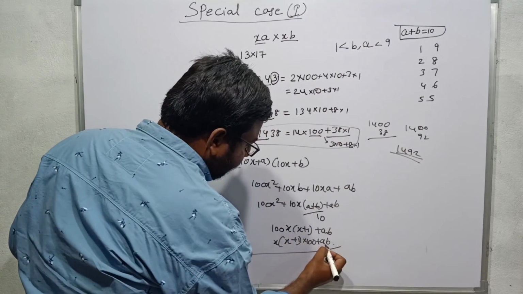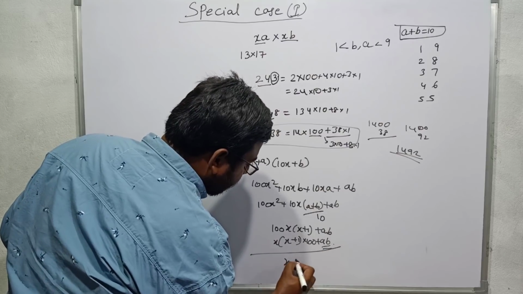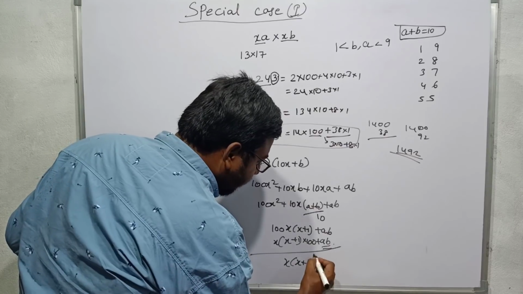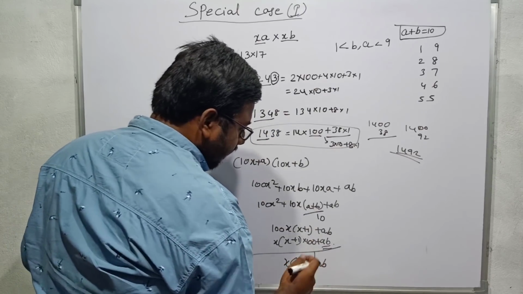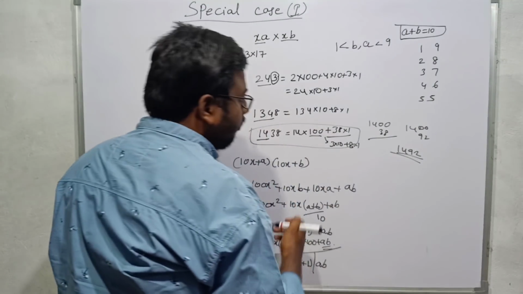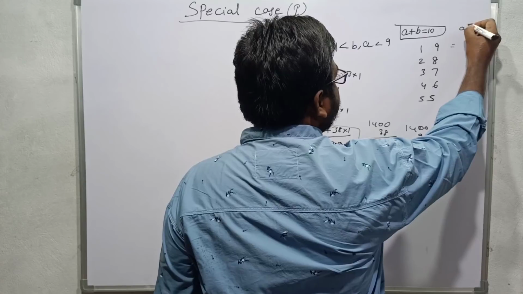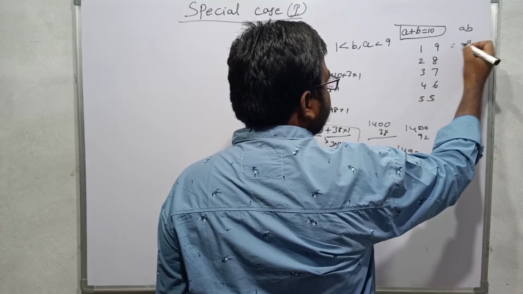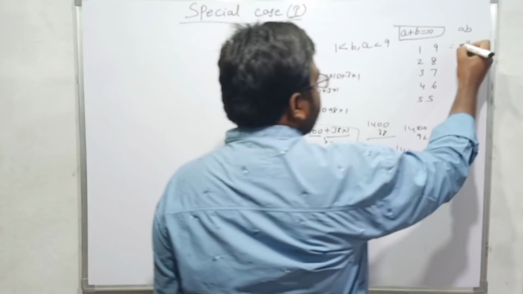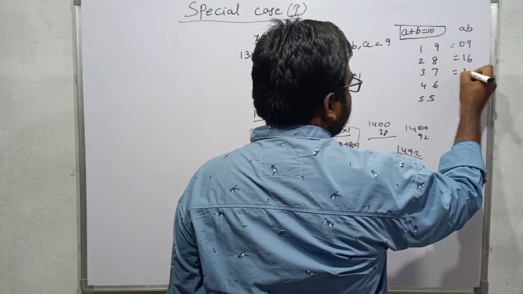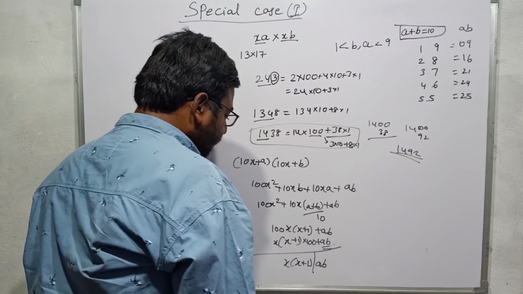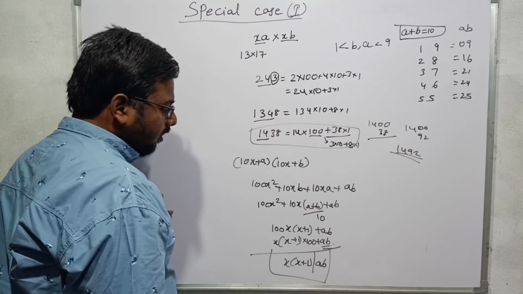So if this number is strictly 2 digits, then it is acceptable. If AB is strictly 2 digits, then I can write x into x plus 1 as a product, and beside it I can write AB. So I am keeping a slash. Let us see whether AB is strictly a 2 digit number or it goes beyond. For example, A into B will be, in this case, 9. We have to write strictly a 2 digit number, so it will be 09, 16, 21, 24 and 25. So I will remember the result as x into x plus 1 beside AB.